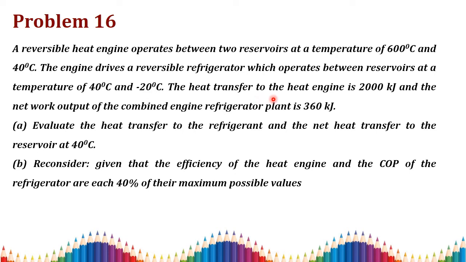The heat transfer to the heat engine is 2000 kilojoule, that is QS1 equal to 2000 kilojoule, and the net work output of the combined engine refrigerator plant is 360 kilojoule, so W is 360 kilojoule. Here in this problem, the total work done taken out from the engine is not all supplied to the refrigerator, so it is used for some other purpose. What is given is that the total work done is equal to 360 kilojoule.